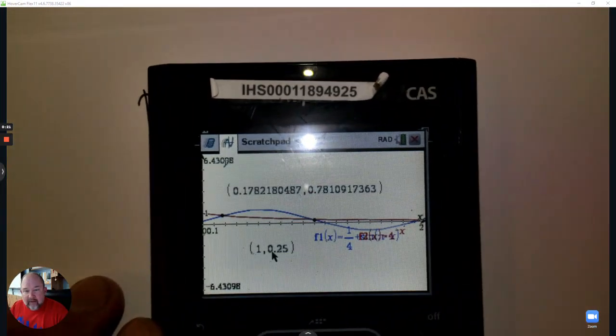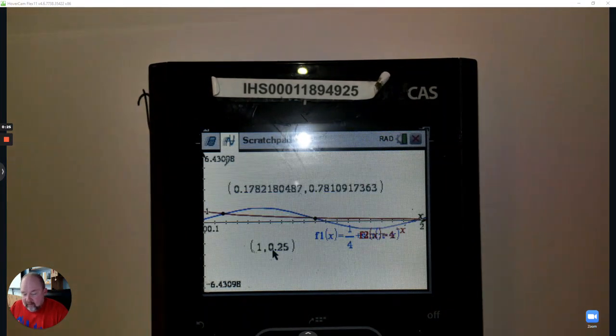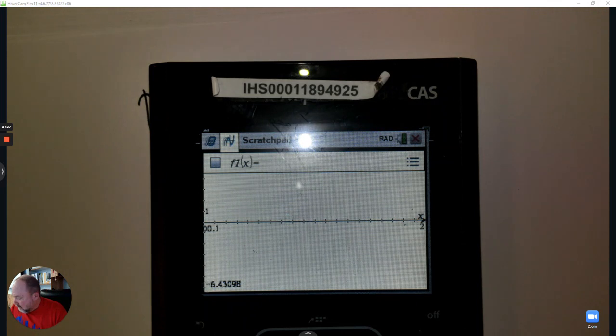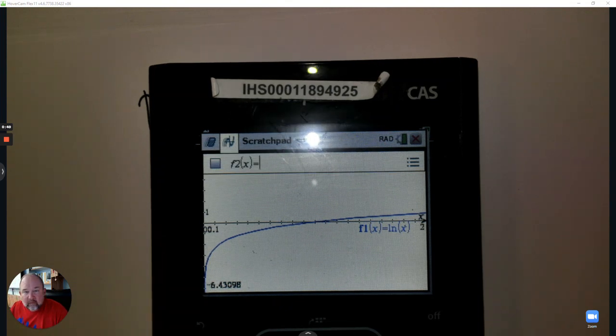If I have something there, which I do, I'm going to erase that quick. And then I'm going to press tab. I might have to change the window. We'll see. So it's ln x, and the second one is y equals x minus 2.